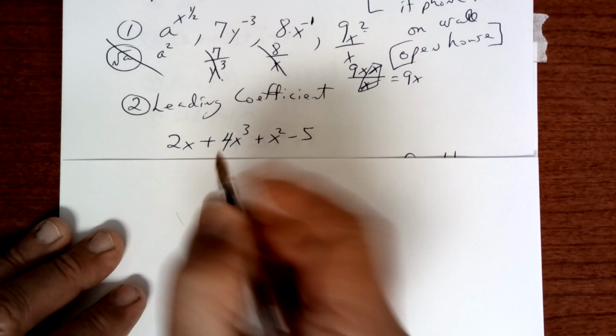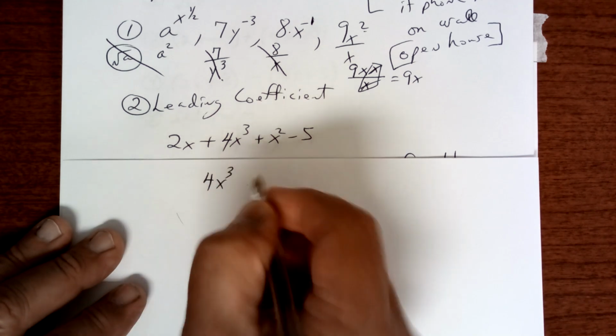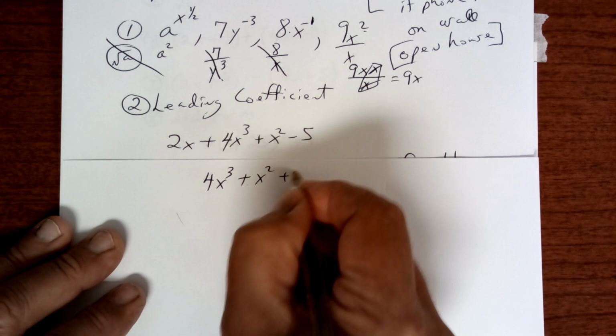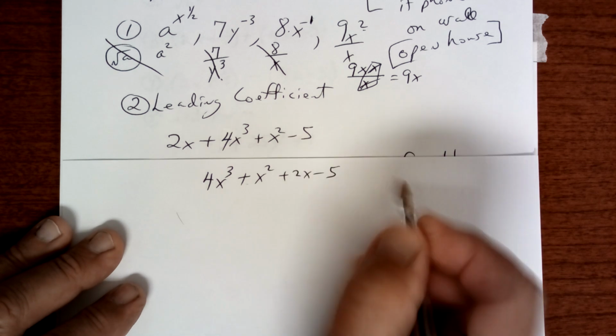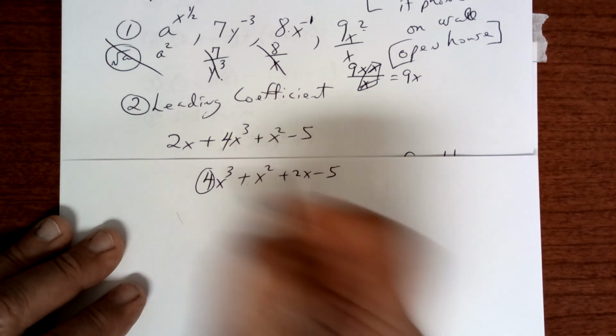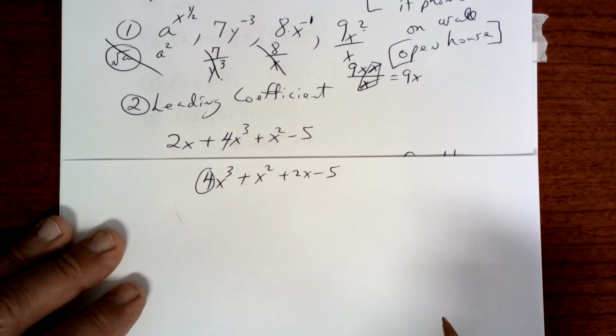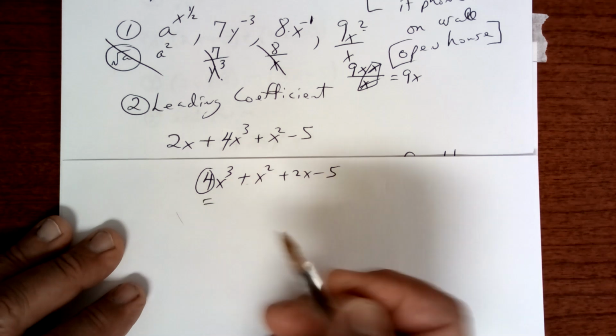Okay, the leading coefficient, you got to line these up according to exponents. So this one comes first. This one comes second. This is called standard form. This is your leading coefficient, and that's your answer. Make sure you know that.